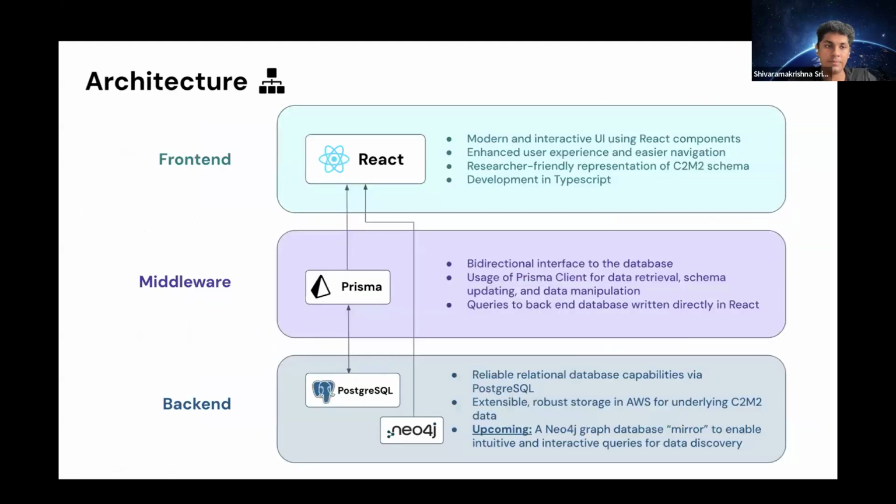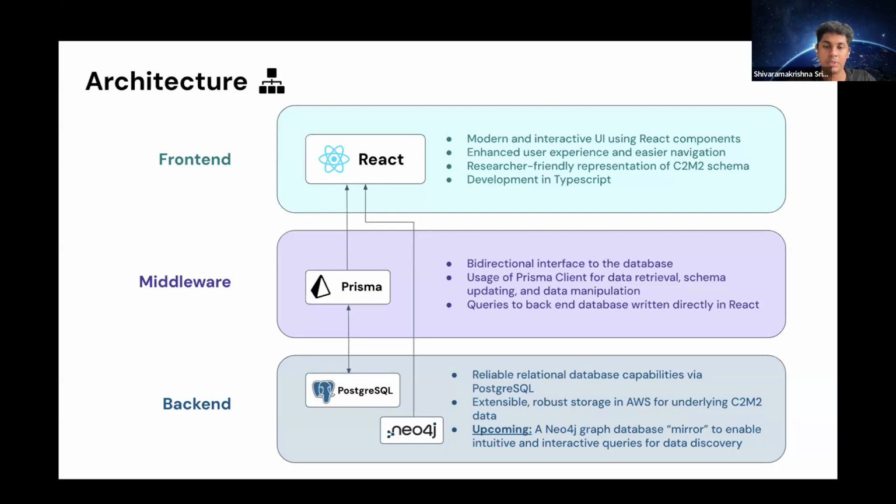Moving on, I would like to talk a little bit about the architecture of our new platform. It consists of a front end, a middleware, and a back end. And we have developed our front end using React, which contains multiple React components for a modern and interactive user interface. And it also provides an enhanced user experience and easier navigation through the Next framework. It's also a researcher-friendly representation of the C2M2 schema. And as an internal benefit, we are able to develop in TypeScript, and this essentially allows us to develop type-checked code.